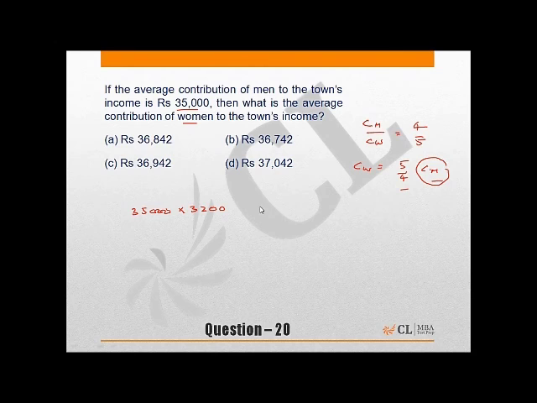So total contribution by women should be contribution by men multiplied by 5 by 4. And then we need to find the average contribution. That means total contribution by women divided by the number of women. The number of women in the town is 3800. So 3800. Now start cancelling out. This will make your life easier.